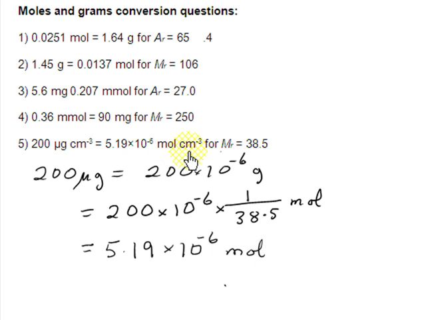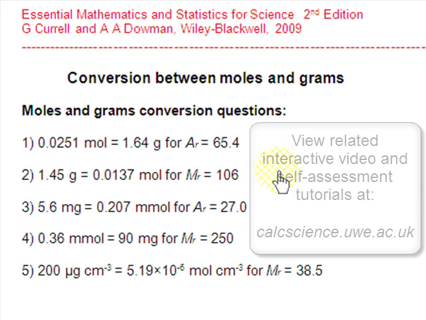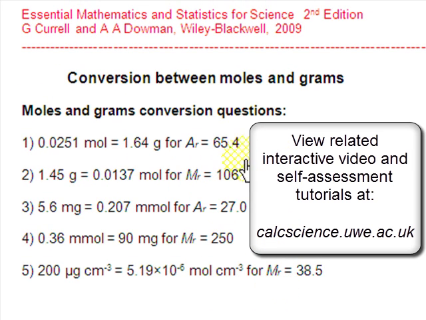And then, because the volume units are the same on both sides of the equation, we can say that 200 micrograms per centimeter cubed is the same as 5.19 times 10 to the minus 6 moles per centimeter cubed. So that now we have the complete set of answers to the conversion question.